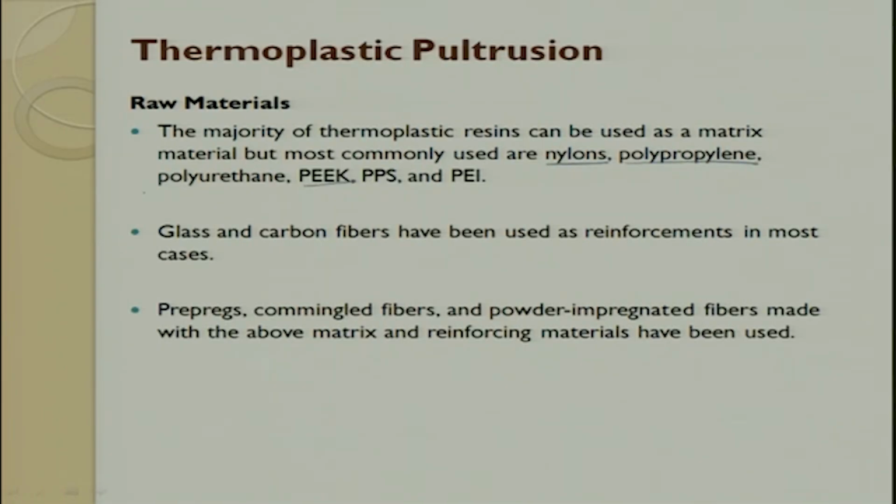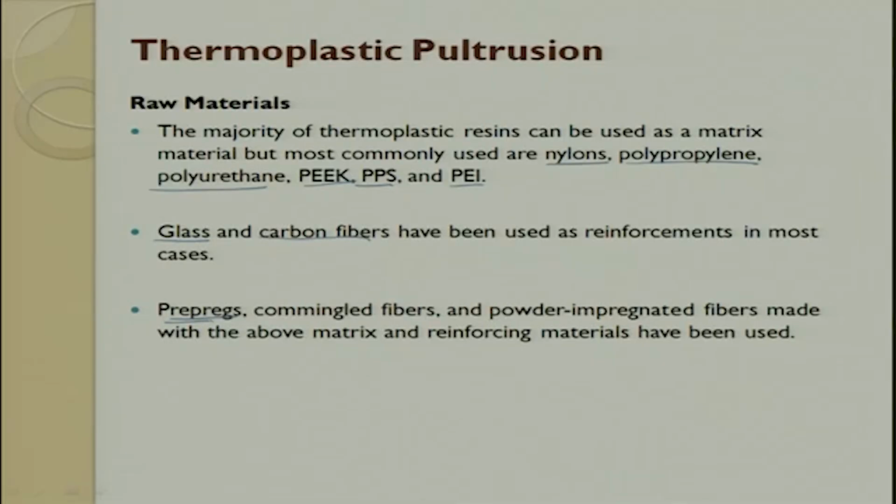The raw materials, as I have told earlier, can be nylon, PP, PEEK, polyurethane, PPS and PEI. The glass fibers, here you will not use a mat. You will use long lengthy fibers. Glass fibers and carbon fibers are used to a large extent. The prepregs are also available today, and powder impregnated fibers are also available today for certain applications. So, raw materials along with the reinforcement prepregs.